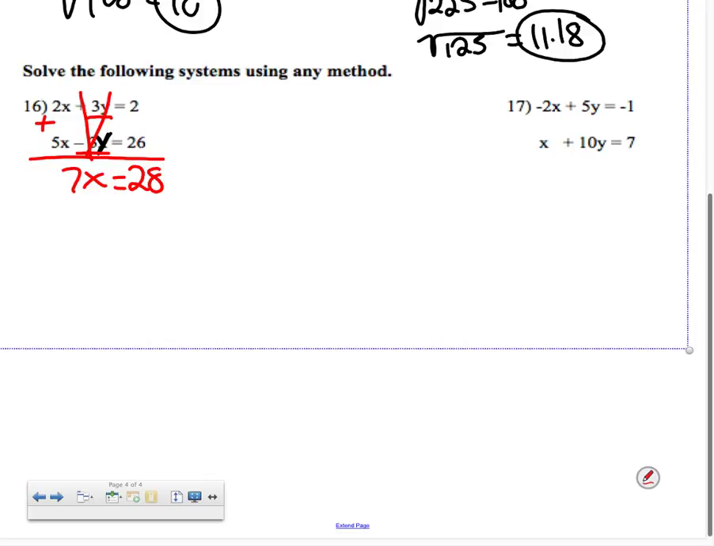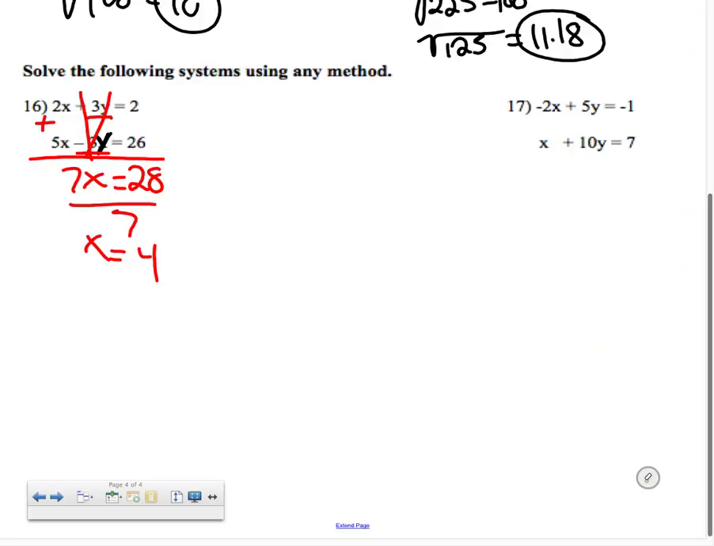So what's left is just the x. And I can actually solve for this now. Because if 7x is 28, I can divide by 7, and I can get x is equal to 4. And now that I know that x is equal to 4, I can go back to my original problems, like let's say the top equation here.